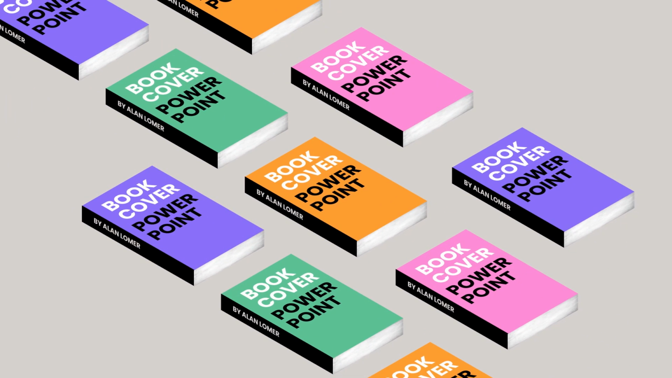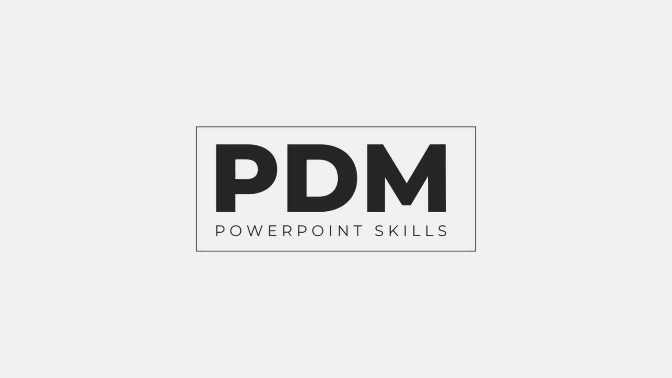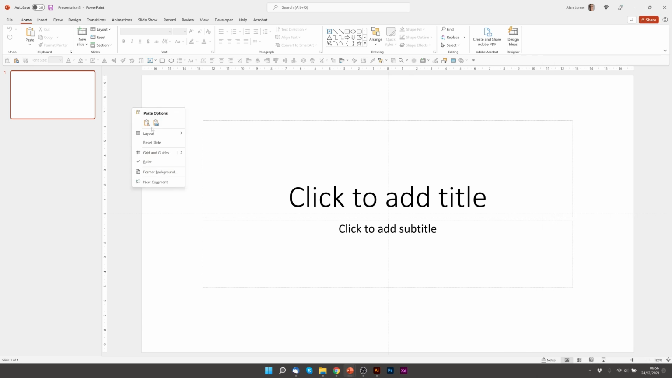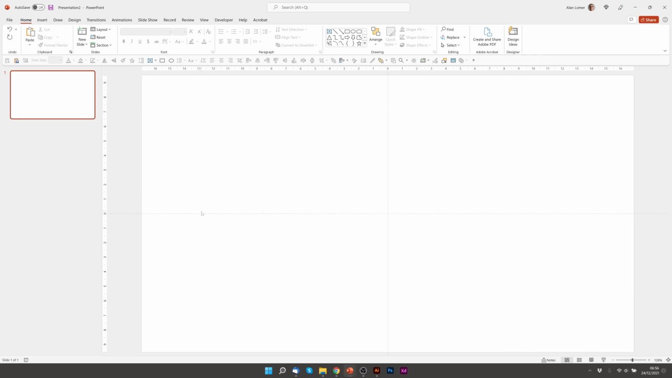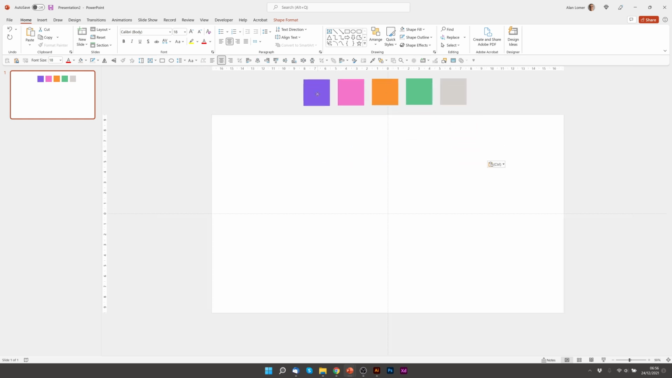In this short tutorial, I'll be showing you how to make this isometric 3-dimensional book graphic directly in PowerPoint. So let's jump into it. As we'll always do, we'll start with a blank presentation and then we'll go layout blank. I'm just going to paste in the colours I want to use for this and move them off the screen.